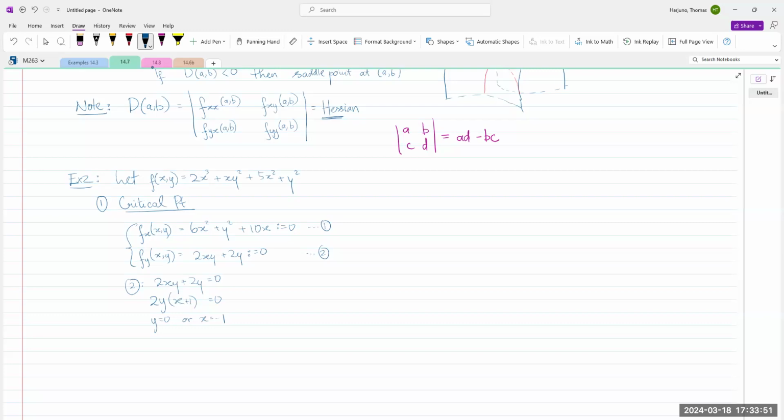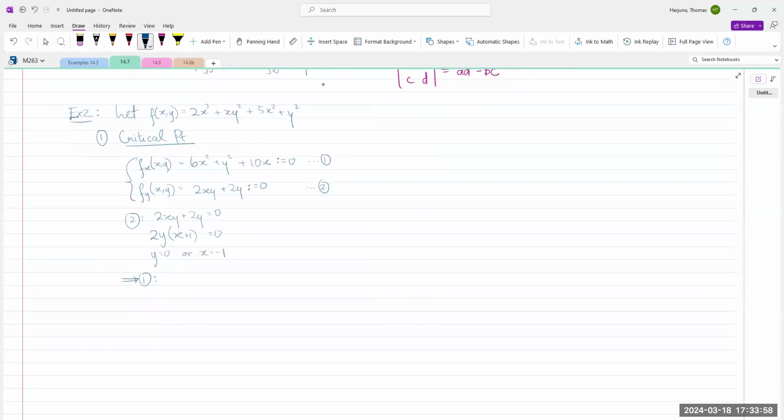Now, use this and plug it into the first equation. When I plug y equals 0 into equation 1, what happens? Then I get 6x squared plus 10x equals 0. I factor the 2x out, so I get either x equals 0 or x equals -5/3, right? From here, we see that (0, 0) and (-5/3, 0) are critical points.